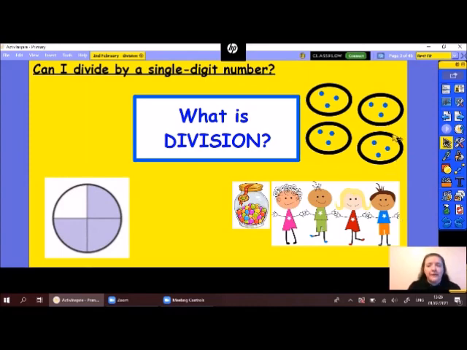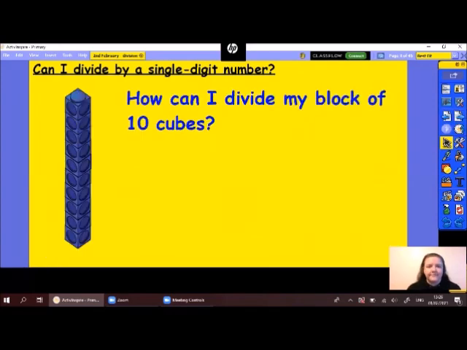Or it might be grouping things. Like here we have groups of 3. All of those things are dividing. I have a chain of 10 multi-link cubes here, but how can I divide them? And remember, if I'm dividing, it has to be equal.